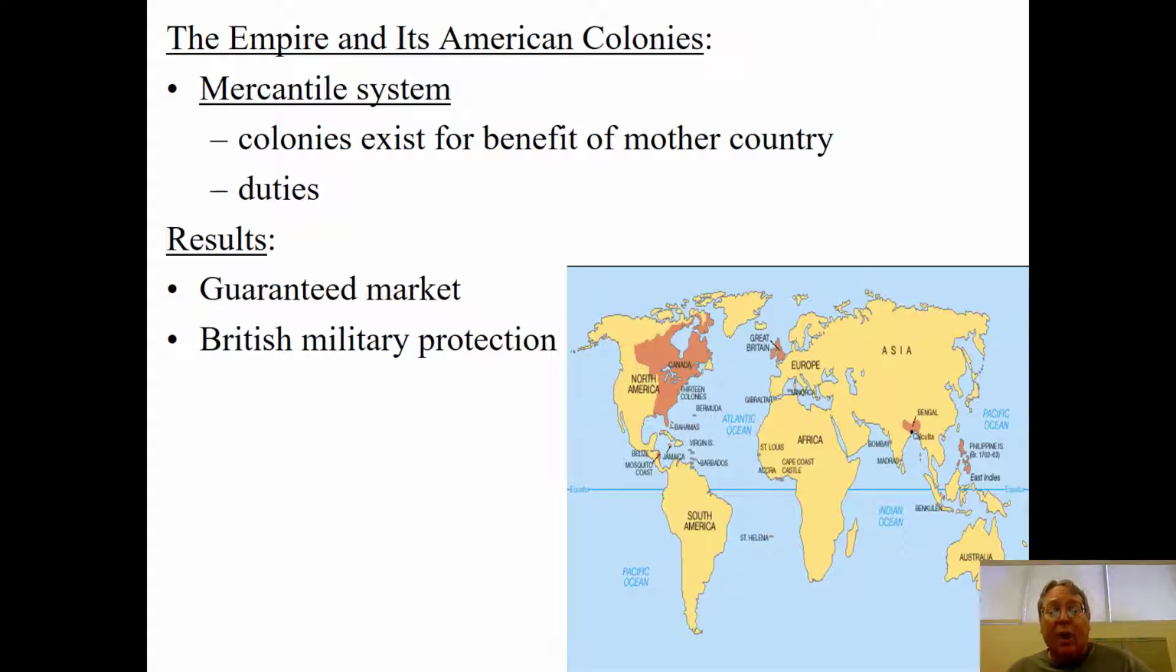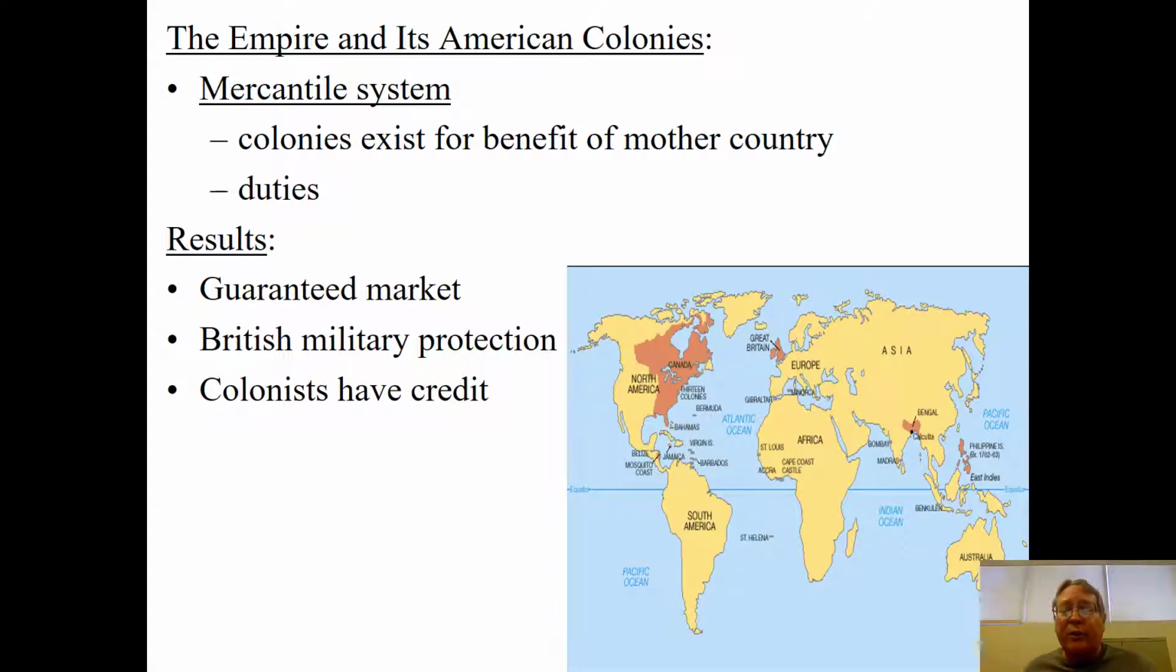The colonies also gain military protection, like in the 7 Years' War. Once the colonies finally got their act together and said, no, you have to come protect us, Britain had to send armies. It was the only way they were going to keep their colonies. So it is supposed to be kind of a bilateral agreement here. The colonies supply and provide for the home country. The home country supplies and provides for their colonies as well.